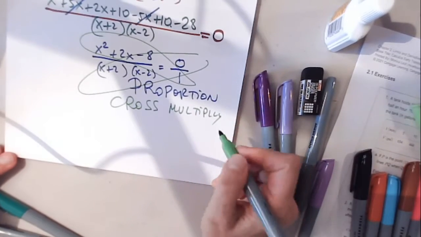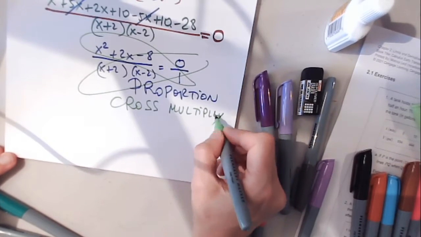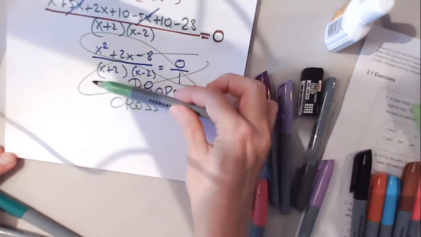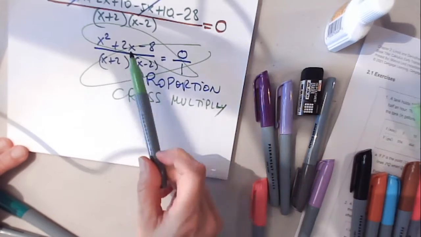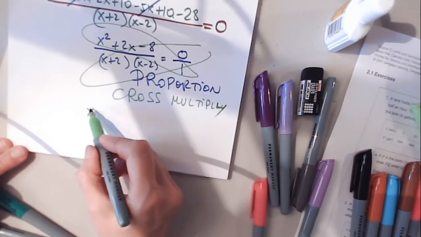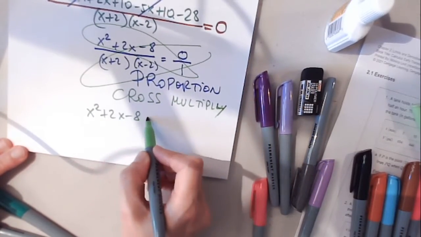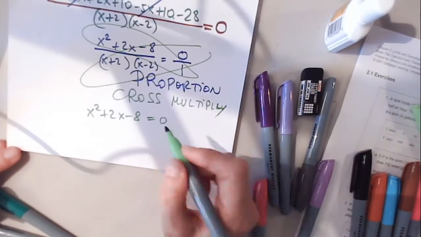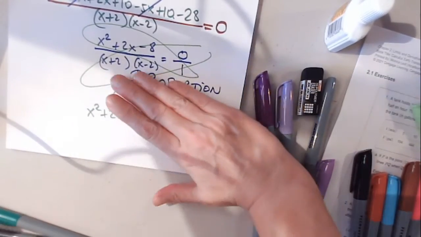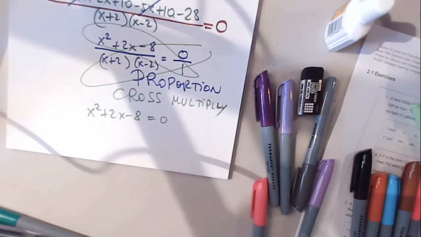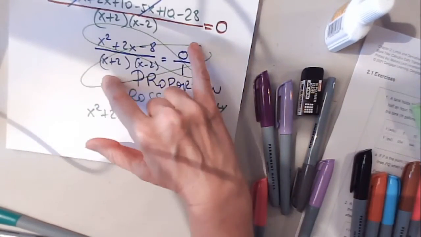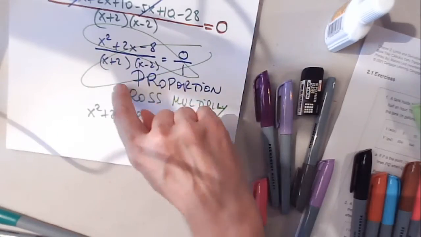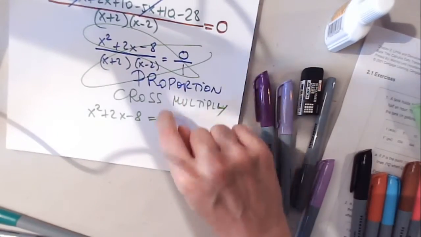Is there another way? Yes, I can say a fraction is 0 when the top is 0, which is the same thing. This times this is x squared plus 2x minus 8 equals this times this, which is 0. There is no need to do this. I just wanted to refresh your memory on what the proportion is and what cross multiplication means. This product equals this product, but this times 0 is 0.